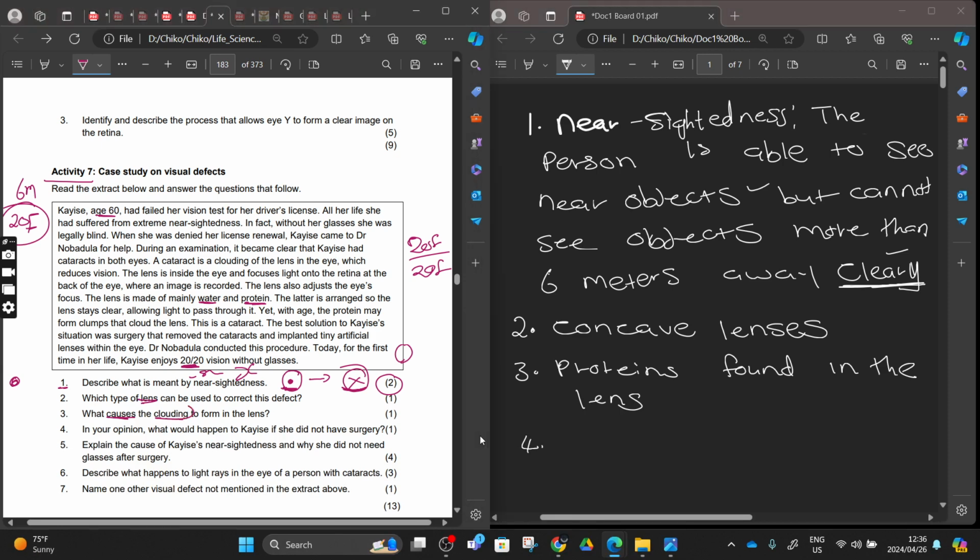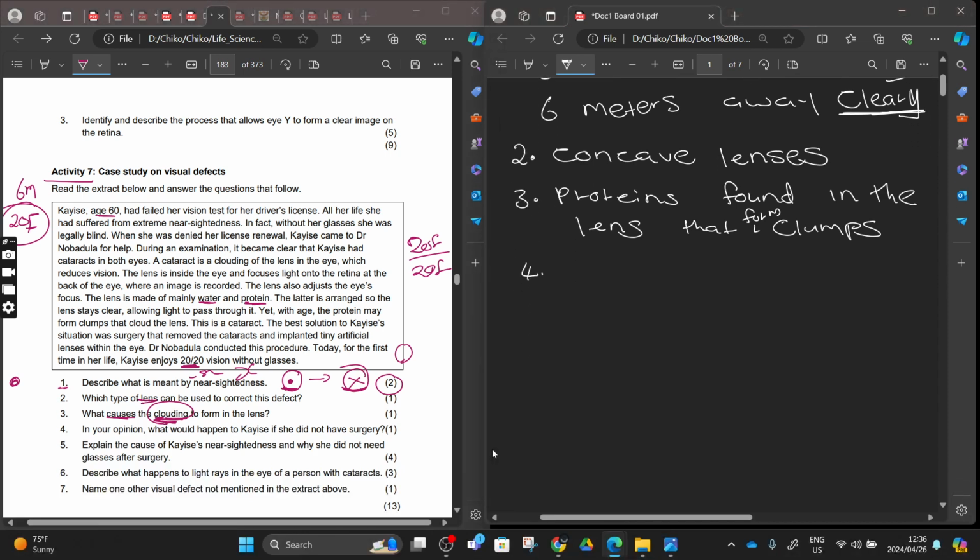Number 4, what causes the clouding? These are the proteins found in the lens. They are doing what? That clumps, or that forms clumps, whatever. We can just write: proteins found in the lens that clump or that form clumps. It means that those proteins are coming together, and while they are coming together, they are causing this clouding. For us to see this clouding is because the proteins found in the lens are clumping. Yeah, that one will be correct.